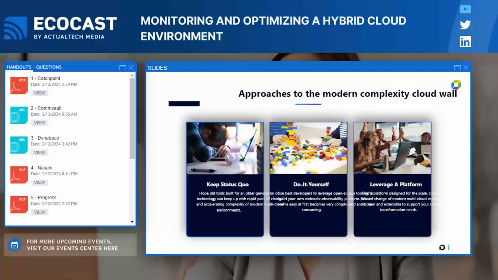So what are the approaches to the modern complexity cloud wall then? You could keep the status quo. You hope that the old tools that you have that were maybe built for an older generation of technology will keep up, but likely most of you are not into that approach, as you are here hoping to learn a little bit more today. Secondly, the do-it-yourself approach. This really relies on you to fix your own problems. The use of best-in-class developers to leverage some open source, hoping that they'll be able to scale your observability platform, but it does become very complicated and time-consuming. Or you can choose to leverage a platform, something that is more designed to scale and to complement these modern multi-cloud environments. So that's what we're going to talk about a little bit more today.